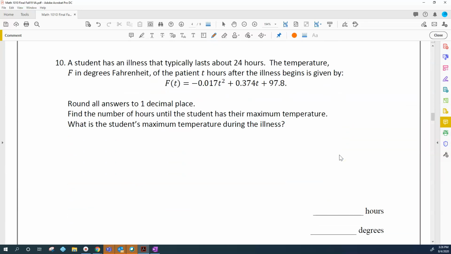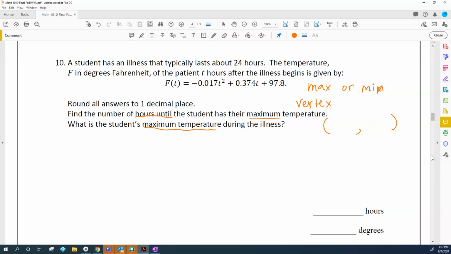Okay, and I might not work all this one out because we've done some kind of like it already, right? Because it's saying, what is the hours until it reaches the maximum temperature, and then what is the maximum temperature? And so remember, whenever you're trying to find a max or a min, you want to find the vertex.